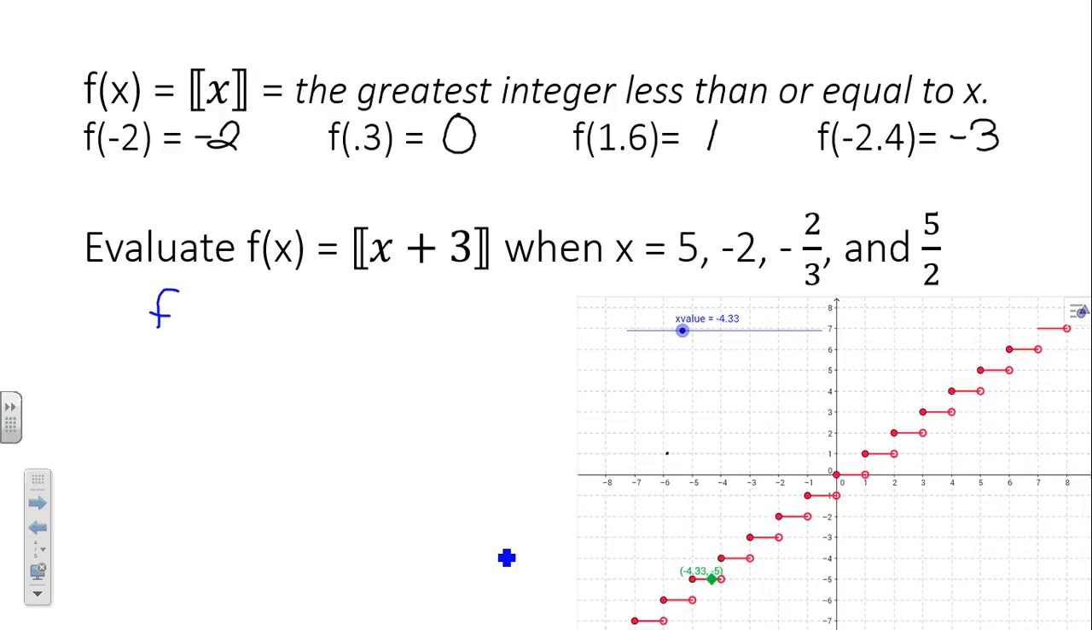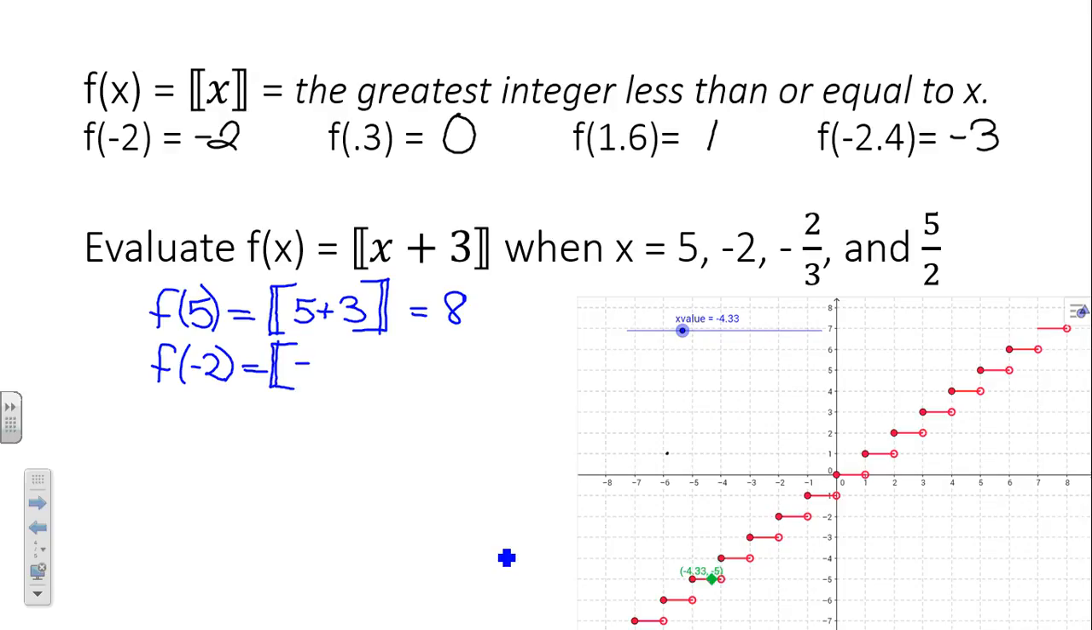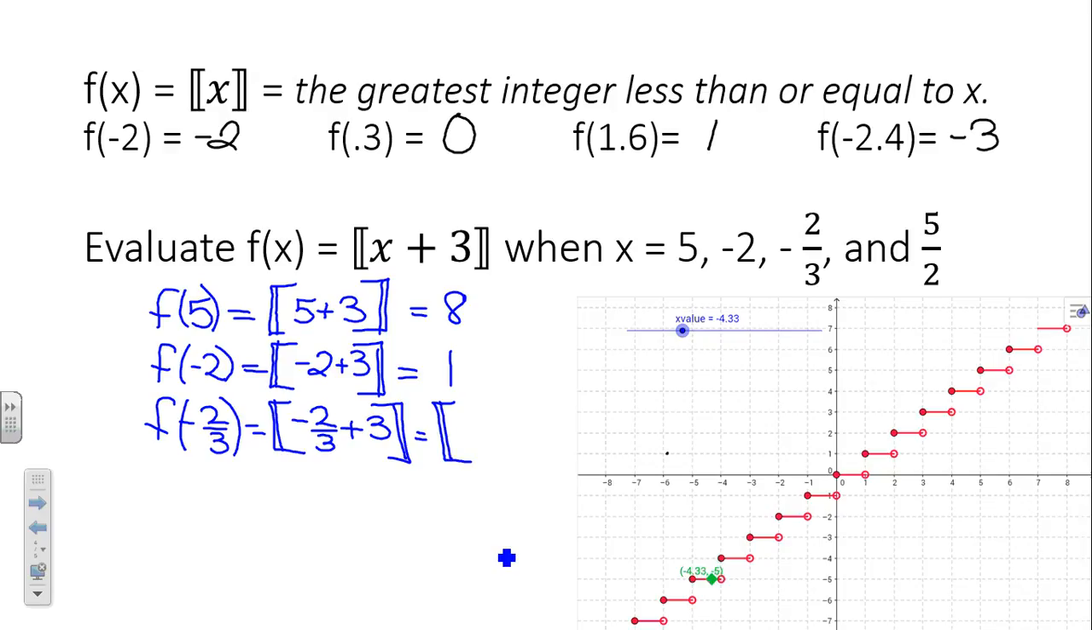When we want f of 5, that means that we're finding the greatest integer less than or equal to 5 plus 3. What's the greatest integer less than or equal to 5 plus 3? 8. F of negative 2. We'll say the greatest integer less than or equal to negative 2 plus 3. That will be 1. F of negative 2/3 is going to be the greatest integer less than or equal to negative 2/3 plus 3. What's negative 2/3 plus 3? 2 and 1/3. So the greatest integer less than or equal to 2 and 1/3 is 2.